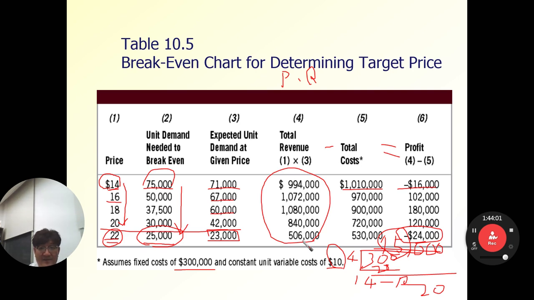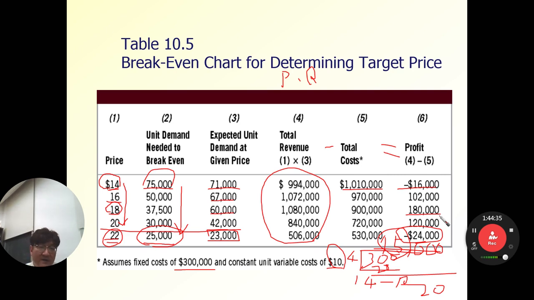You might want to say that $18 is the optimal price, because at the price of $18, the profit is maximum. Yes, if we assume that profit maximization is our goal for the optimal pricing. If we assume that, yes, $18 is the optimal price.